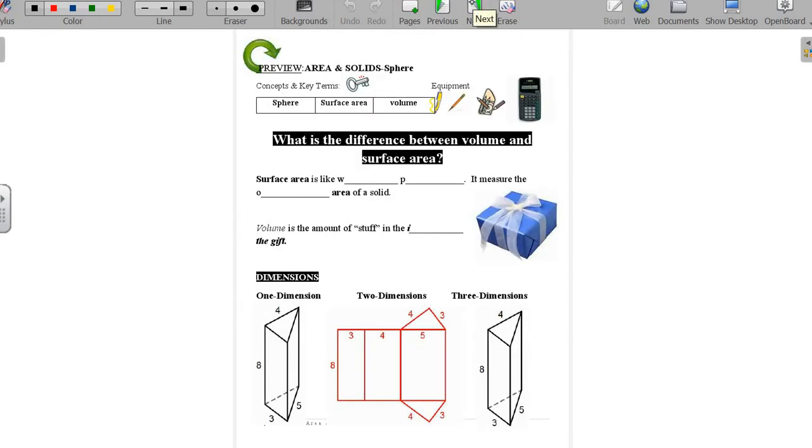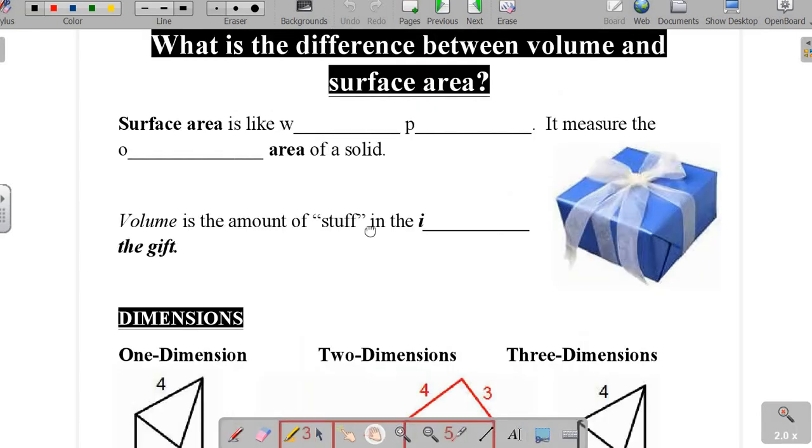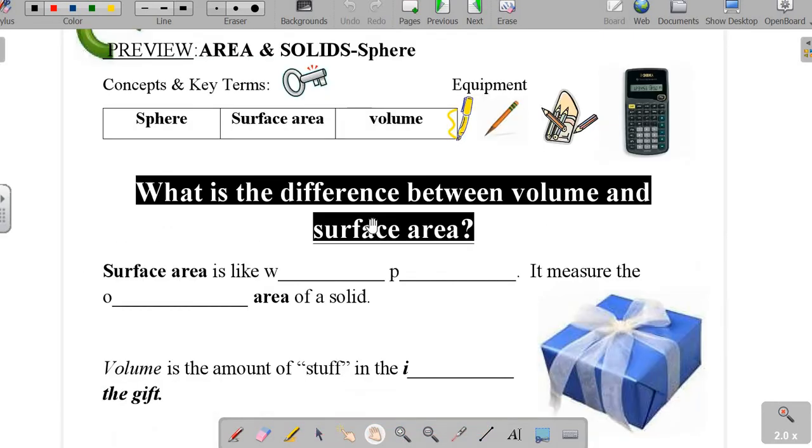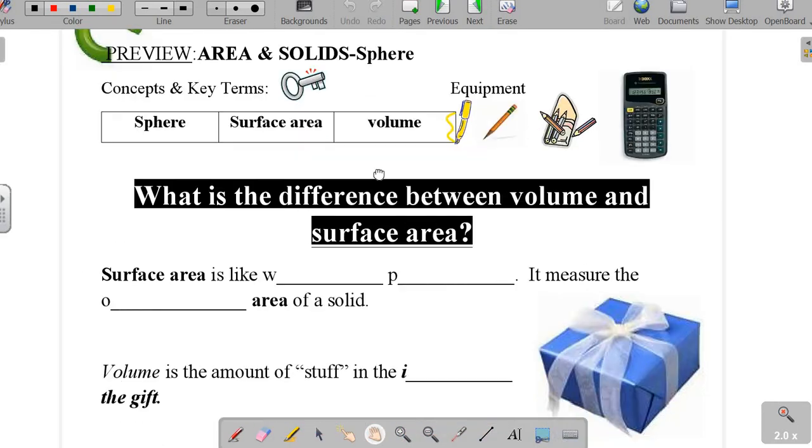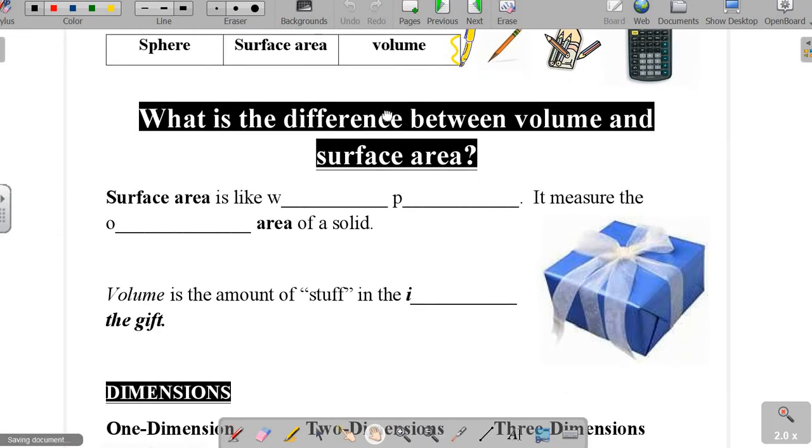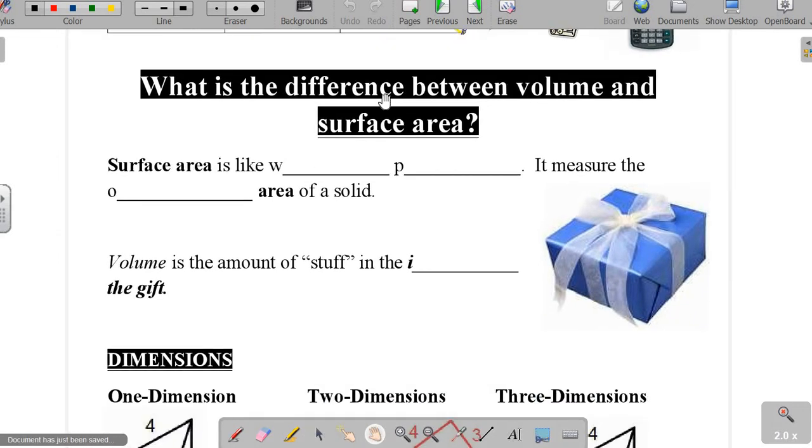We're going to be talking about two distinct things here, surface area and volume. Surface area and volume of spheres, specifically. But first we're going to talk about what is the difference between volume and surface area.